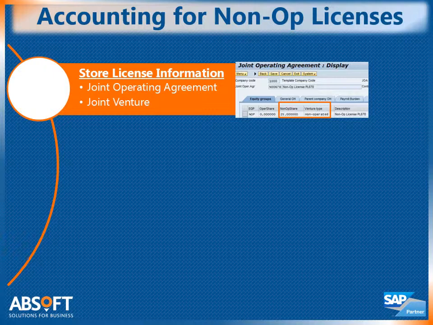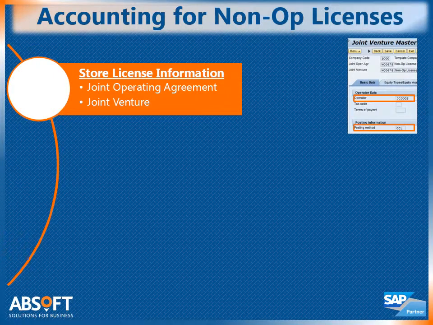Within the joint operating agreement, you record the equity shareholding which you have for each equity group within the license. Within the joint venture, you record who the operator of the license is, along with confirming whether the operator will be issuing cash calls to partners or whether they will be charging partners by way of the billing invoice.